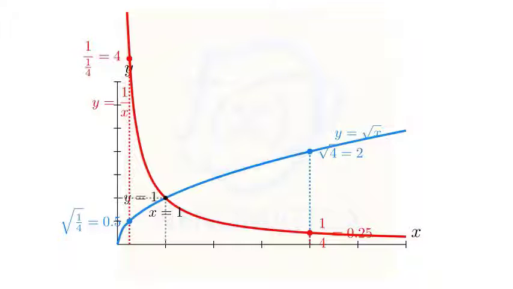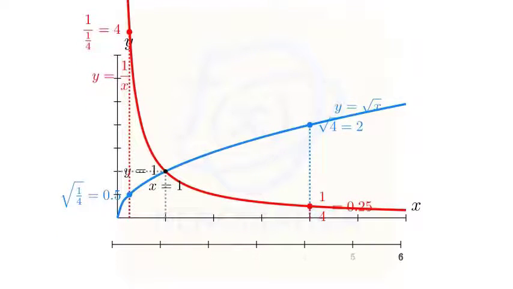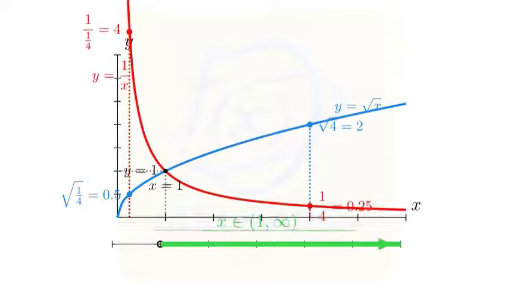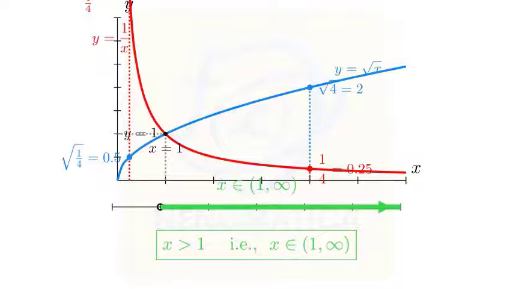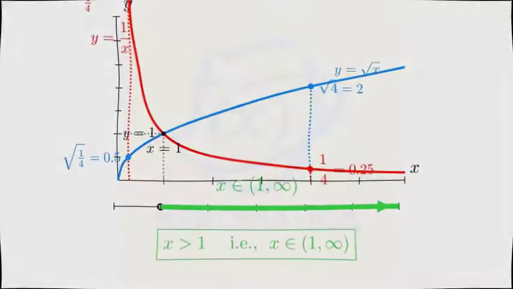The region to the right of 1 satisfies 1 over x less than the square root of x.